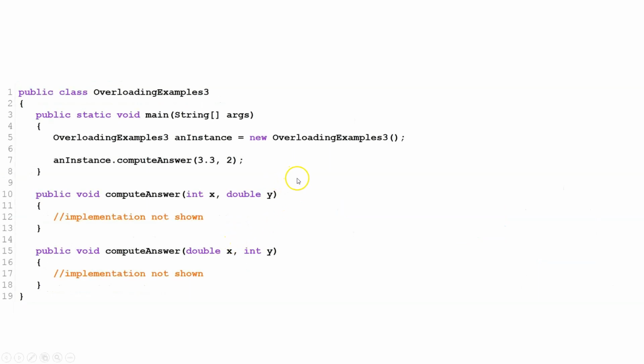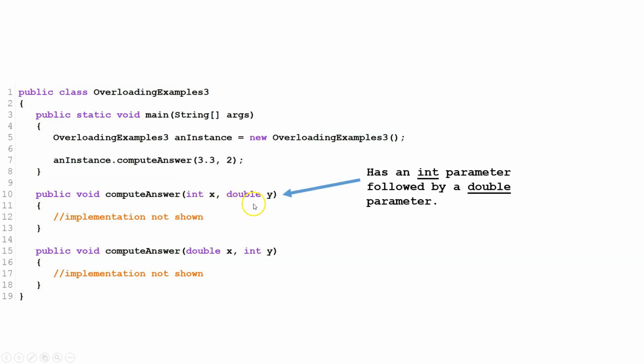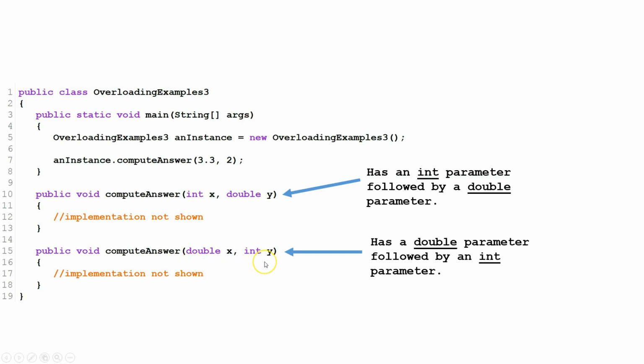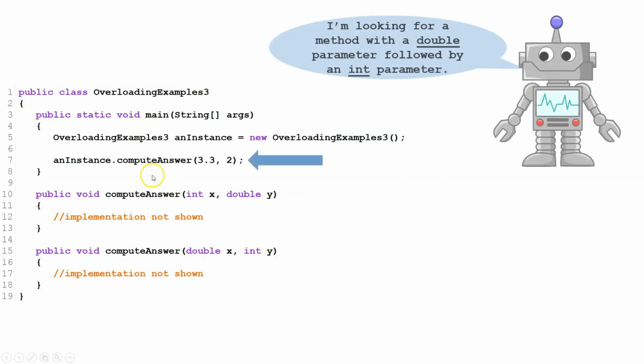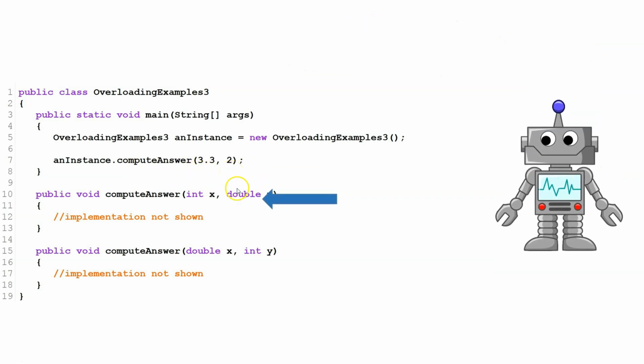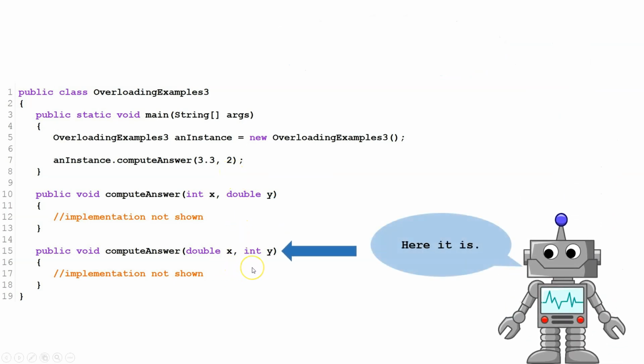Let's look at a third example. We have 2 different versions of compute answer. The first one has an int followed by a double. The second one has a double followed by an int. This call to compute answer will look for one that has a double followed by an int. Right here.